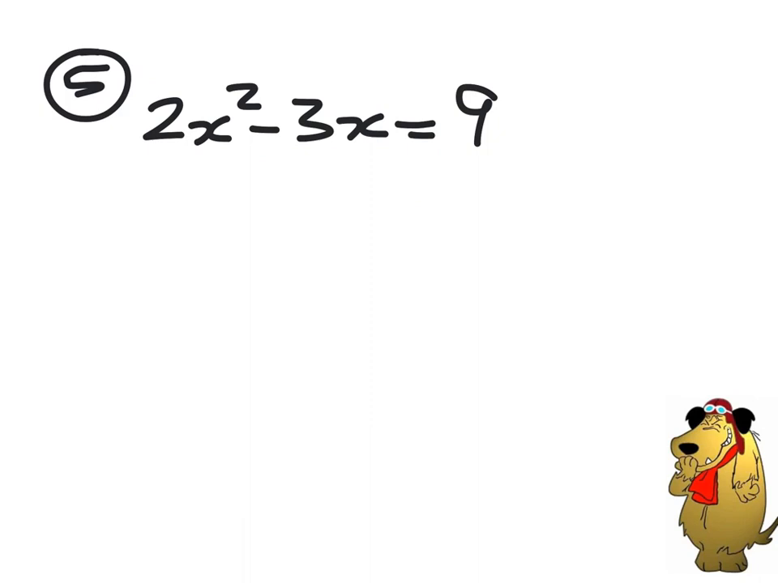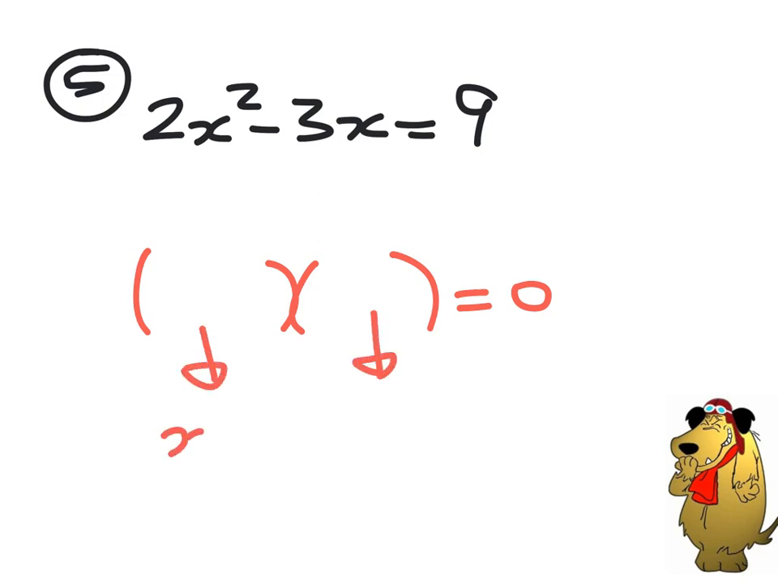Question 5, how do we solve this equation? First thing we need to notice is it's got a squared. So that tells us the way we're going to do it. The way we're going to do it is at some point we're going to factorise equal to 0, and then we're going to use each of these little brackets to get x equals and x equals.